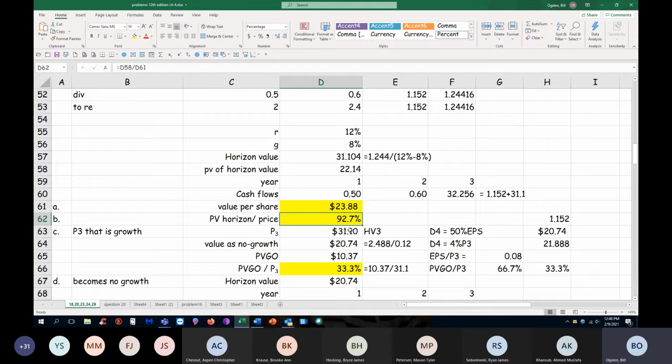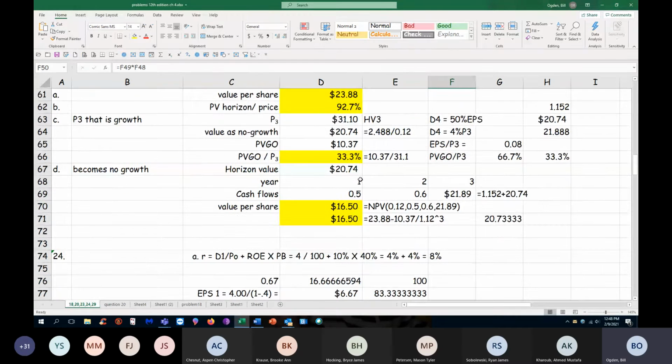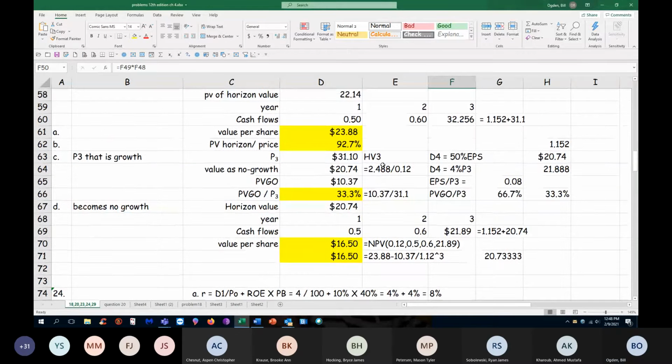Okay, so this is P3. What would the value of the company be in year 3 if it had no growth after year 3? Well, that would be EPS 4 divided by R, and that's 12.488. That's right here. Here's your EPS row. EPS 4 divided by R, which is 12%. So it would be worth 20.74 after year 3 without any growth.